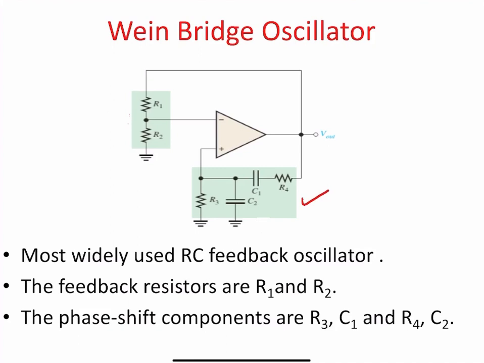And you can see here the output is fed back through the feedback network, or through this frequency determining network, to the non-inverting input terminal of the op-amp. It means there will be no change in phase at the output of the op-amp. It means this operational amplifier provides 0 degree phase shift here. To get another 0 degree, the phase shift network should also provide 0 degree phase shift so that we can get sustained oscillation for this particular oscillator.